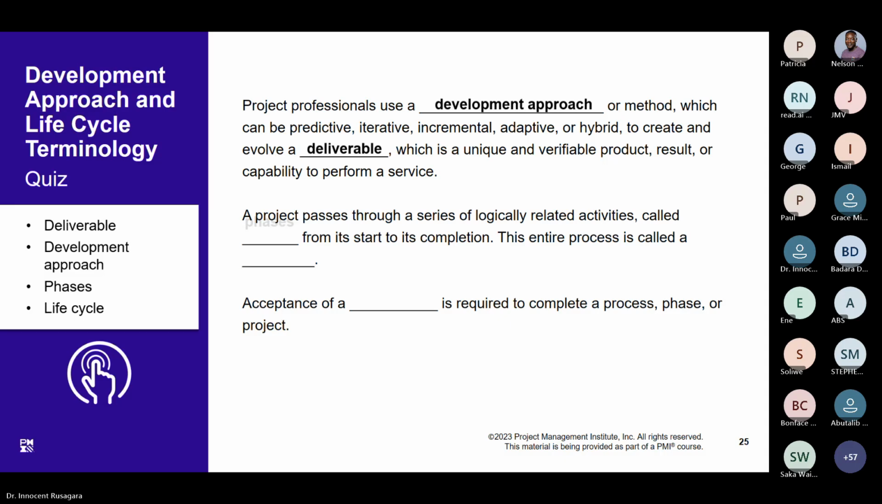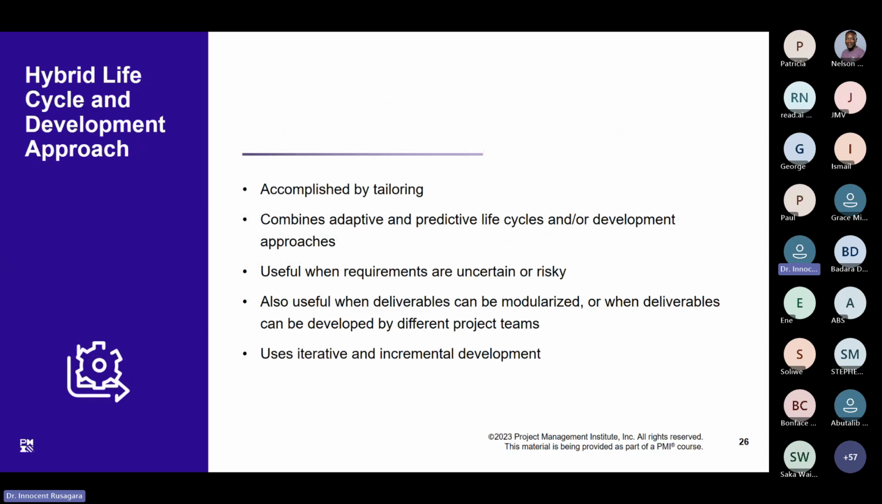A project passes through a series of logically related activities called phases, and this entire process is called a life cycle. Acceptance of a deliverable is required to complete a process, phase, or project. So a deliverable must be accepted so that you can say, I have completed.